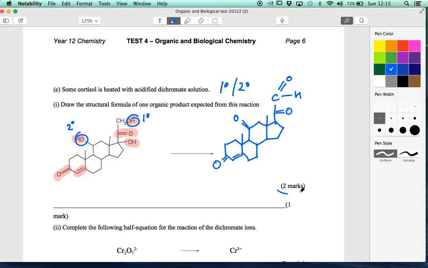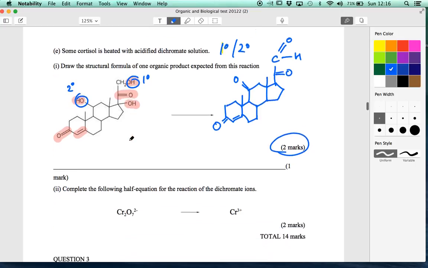So 2 parts, again, 2 marks. Look at how much it's worth to how many groups are going to need to change. In the end, they try and make this look really big, okay, to try and trick you, but just check out your functional groups. So really make the molecule a small molecule by only looking at functional groups rather than anything else.